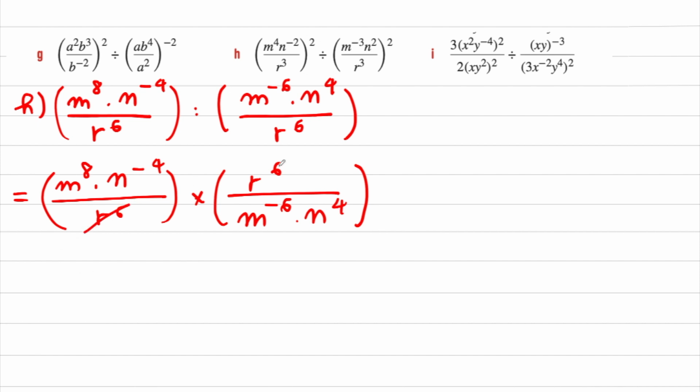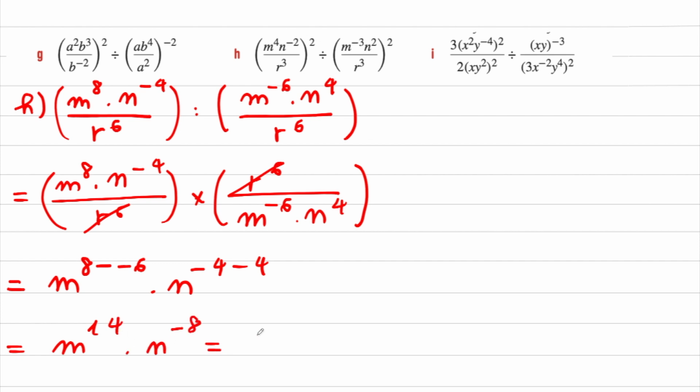So after that you can see that simplify r to the power of 6 like this one, and m to the power of 8 minus 6 and n to the power of minus 4 minus 4. The last answer will be m to the power of 14 and n to the power of minus 8. This is m to the power of 14 over n to the power of 8 like this one.